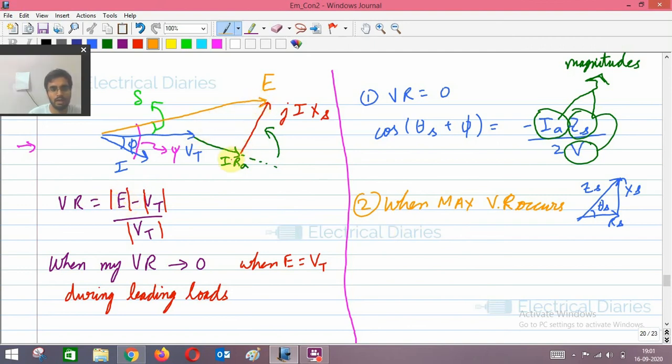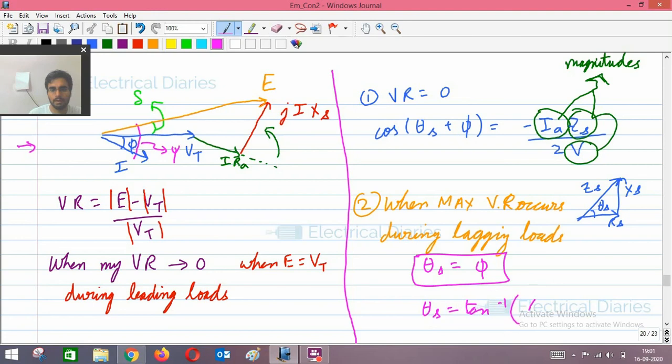See, with a lagging load, if your I is more, or when your R is more or your Xs is more, then this E can be increased. So during lagging loads only, your maximum voltage regulation could occur. Now the condition for the maximum voltage regulation is that theta s should be equal to phi, and theta s is given by tan inverse of Xs by Ra. So this is the whole thing.